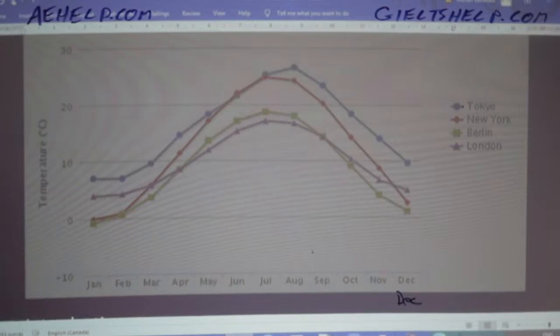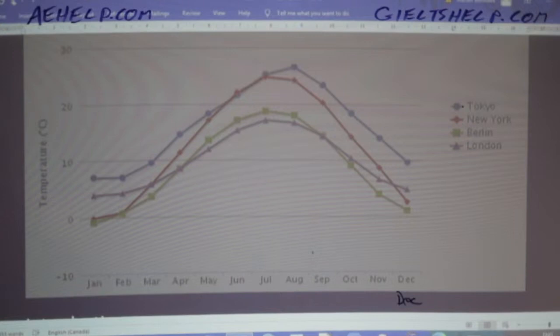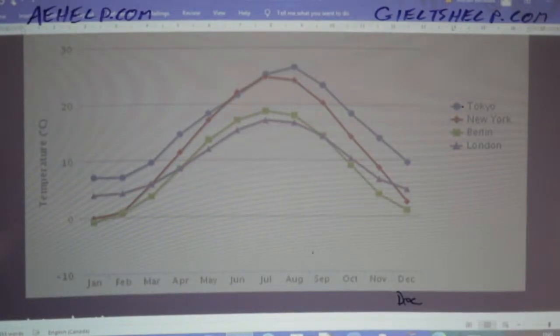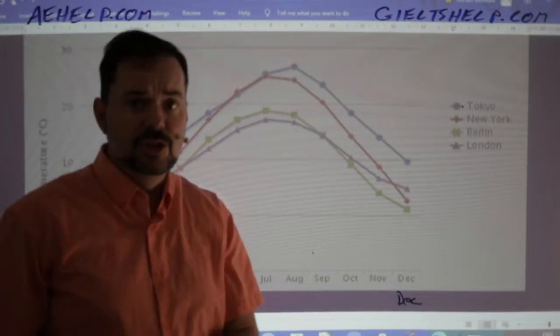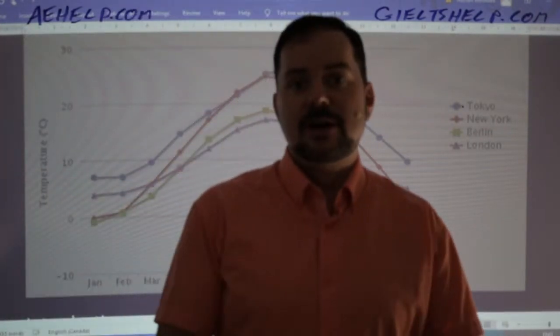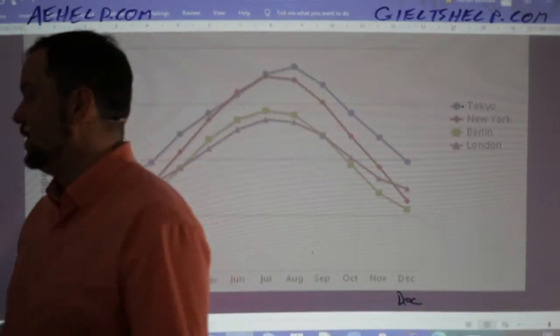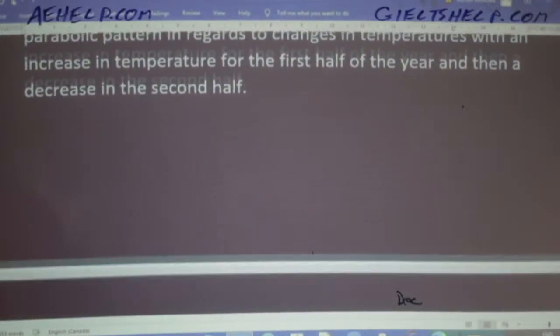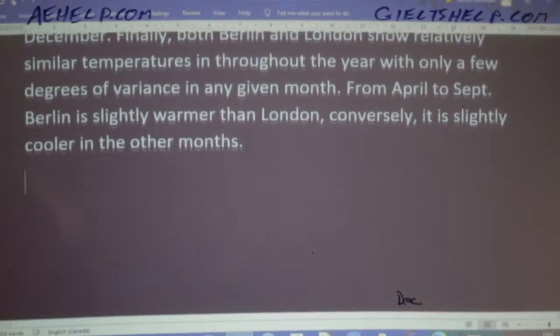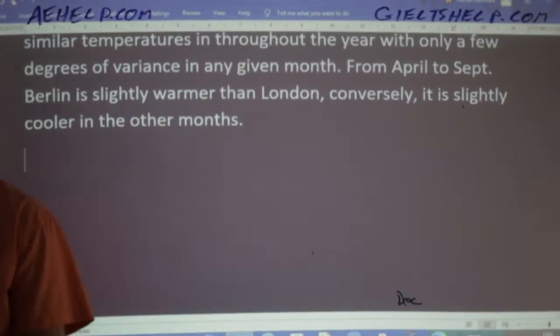Okay. What do you think? What can we learn from this graph? There's definitely something that we can learn from this graph. Let's see if you get the same thing that I get. Okay. We can make some inferences about their geographic locations. You have to be careful not to make great assumptions. I would do something like this. Okay.